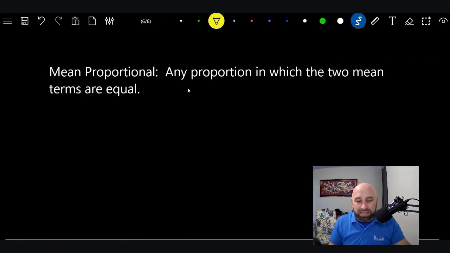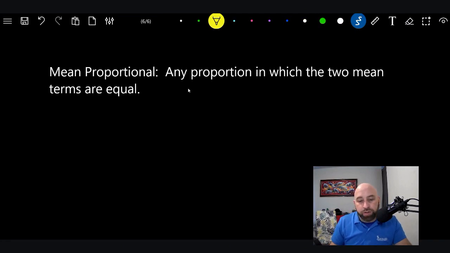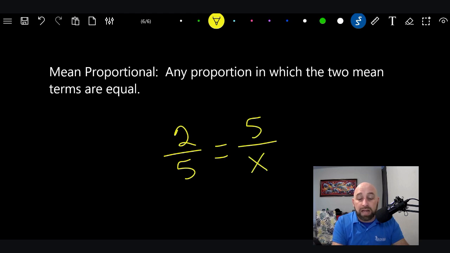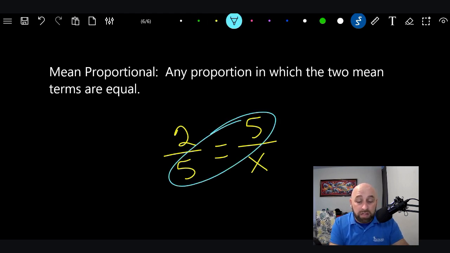All right. Mean proportional. What does this mean? What does mean proportional mean? Here's what it means. Any proportion in which the 2 mean terms are equal. All right, so what does that look like? 2 over 5 equals 5 over x. Okay, this is what's called mean proportional. Why is it mean proportional? Because the means are equal.